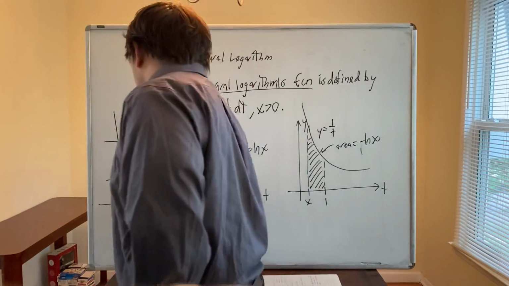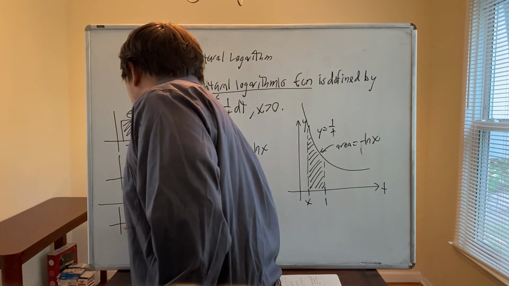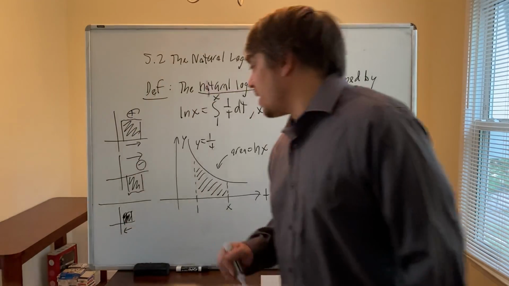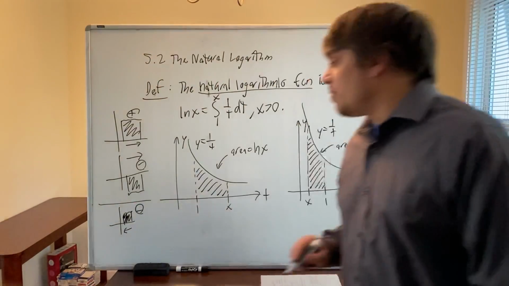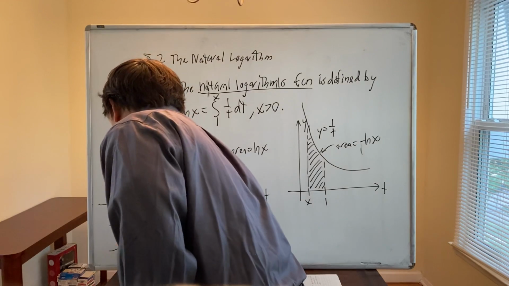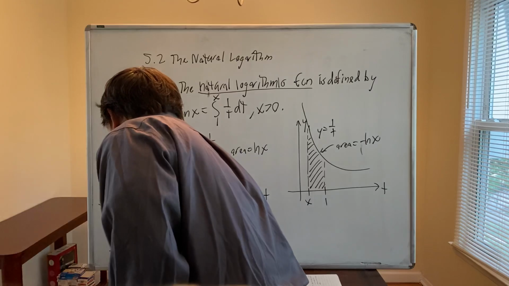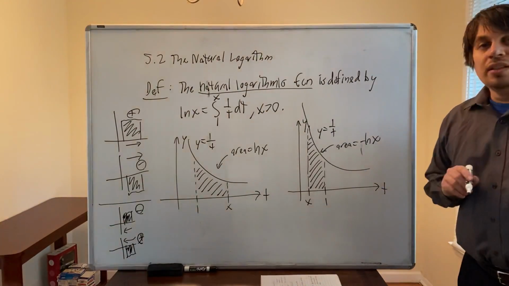So for instance, here we're integrating from left to right. If you integrate from right to left, when you have area above the x-axis, now that area is negative, signed area. And if you integrate from right to left and you have a curve below the x-axis, you find the area is now positive. Okay?